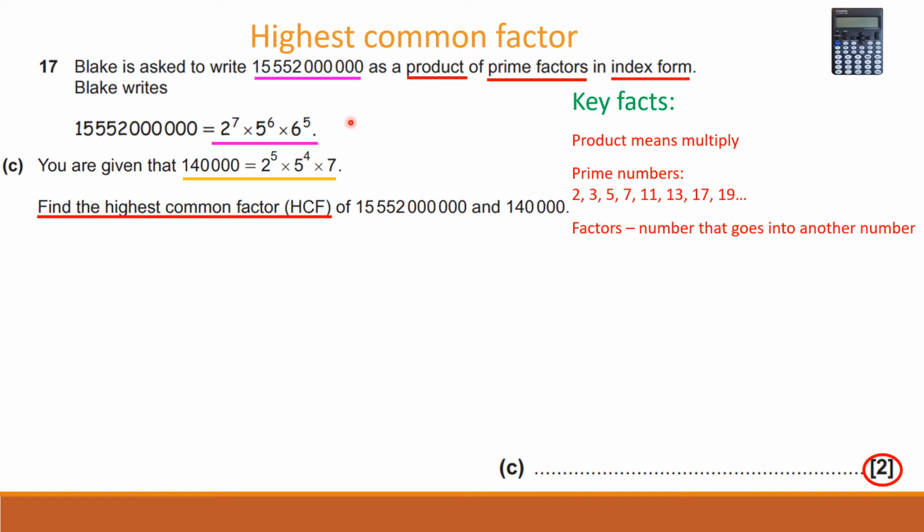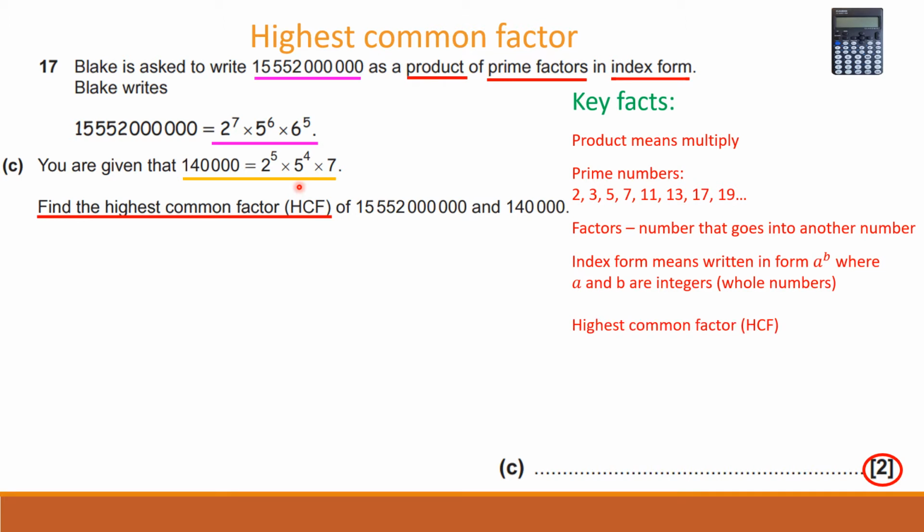Factors are numbers that go into another number. So prime factors are prime numbers that go into another number. Index form means written in the form a to the power of b, like all these numbers here are 2 to the power of 5. These are all written in index form.